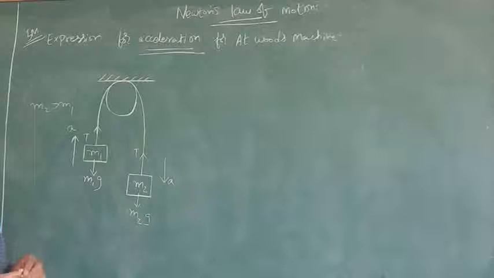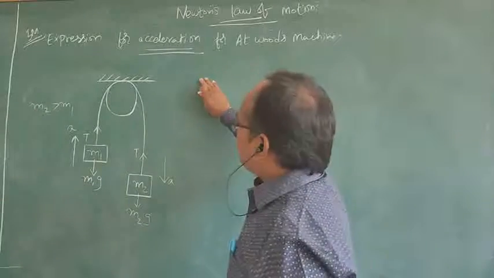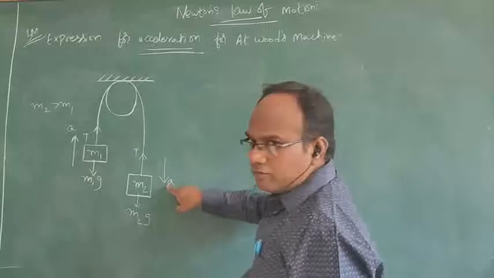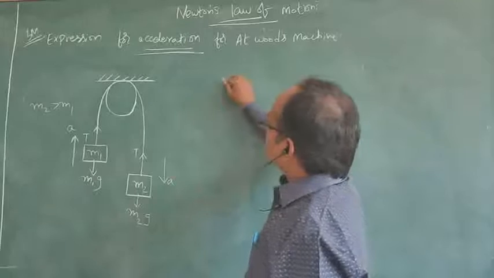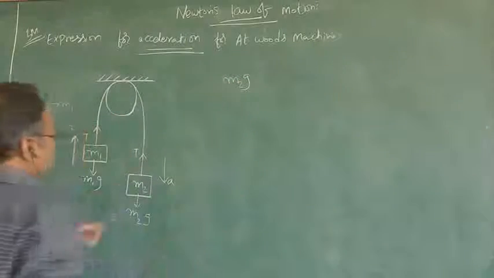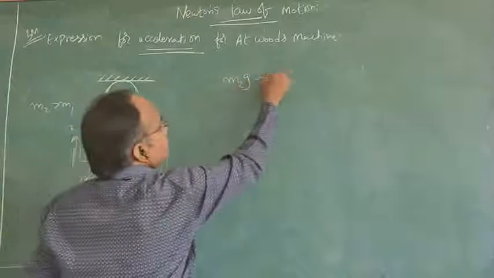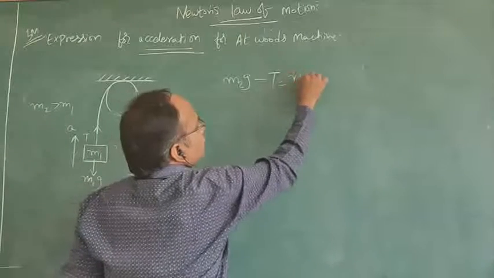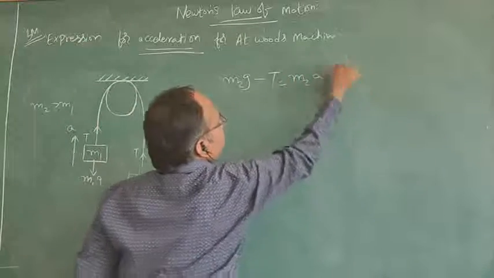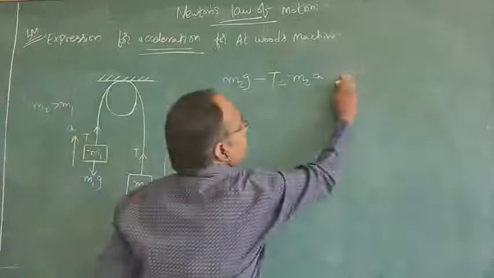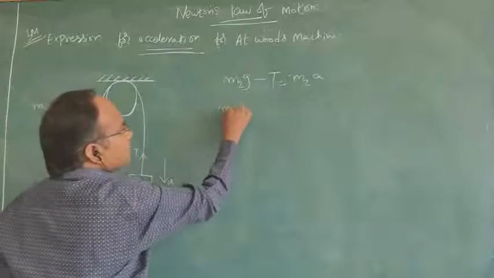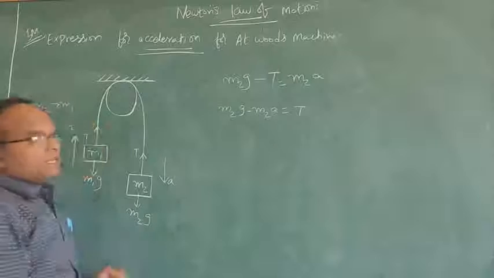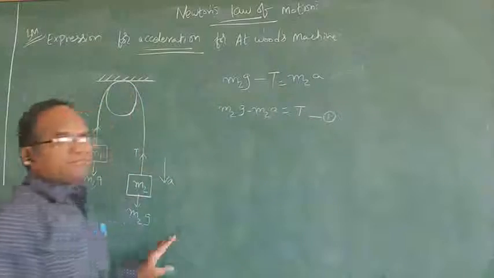Then how to take the equations? Now for the mass M2, what should I write? Acceleration is downwards, so we have to take this one. M2g minus tension T is equal to M2 into A. This is named equation 1. Now we can write M2g minus M2A is equal to T.